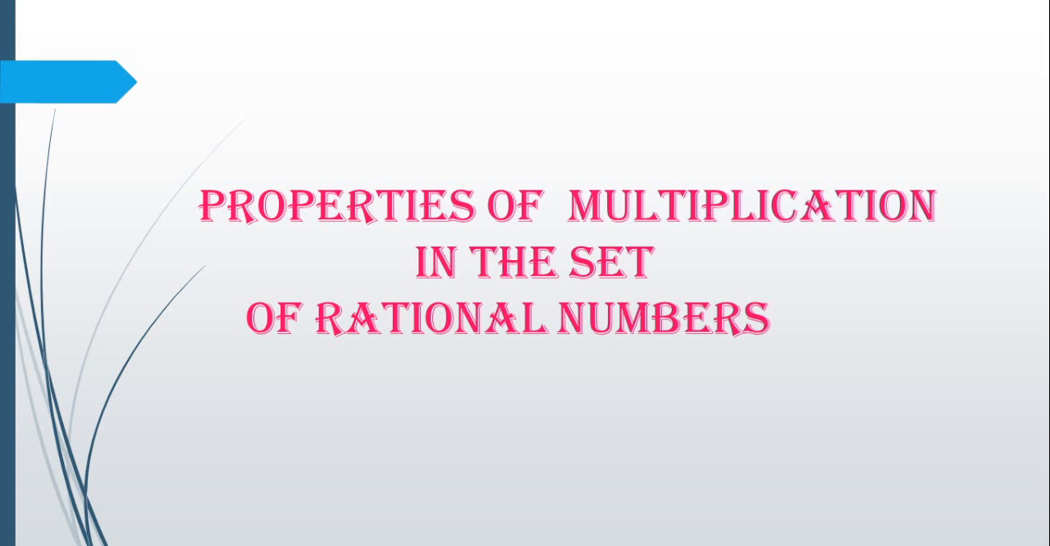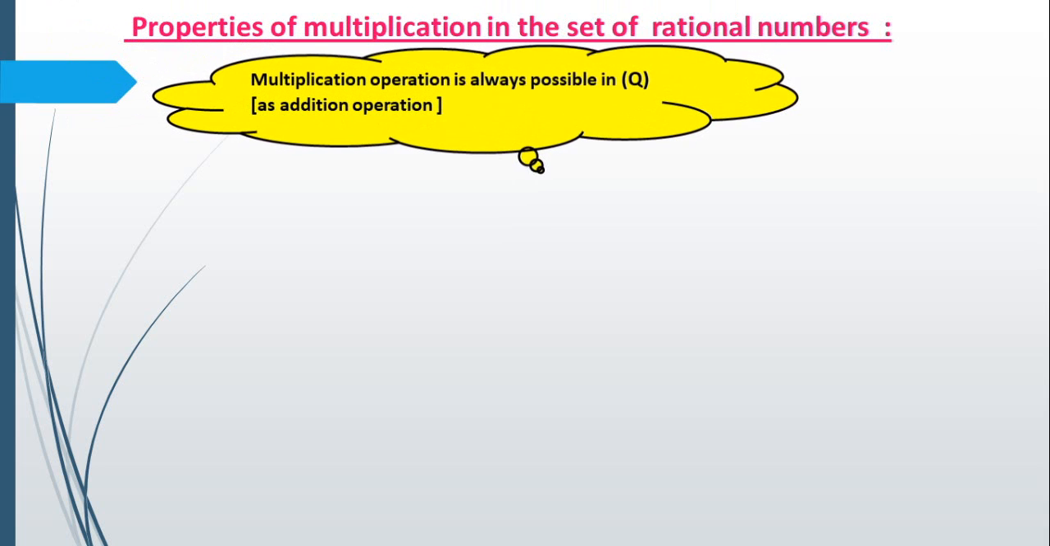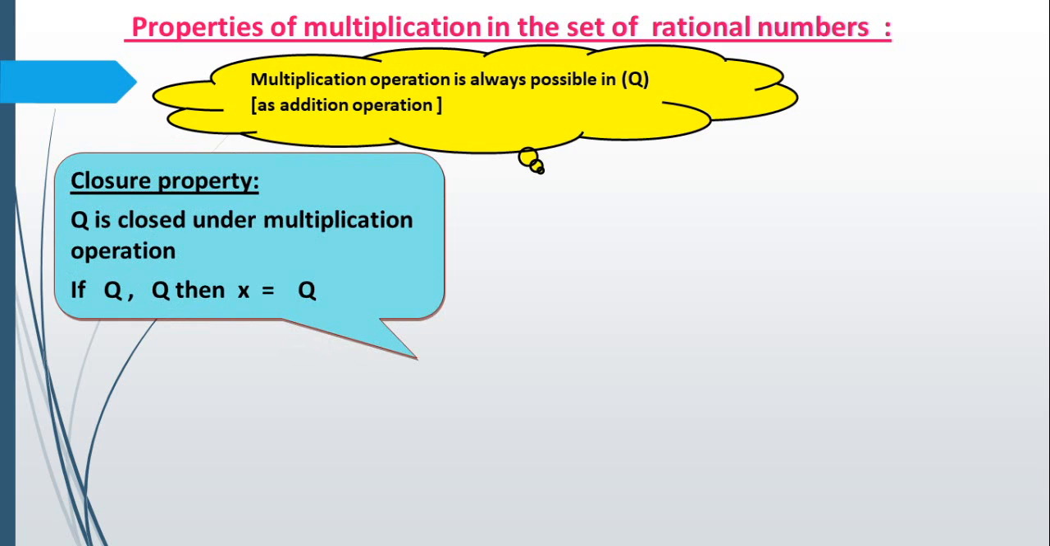Welcome Prep 1. Let's study today properties of multiplication in the set of rational numbers. Multiplication operation is always possible in Q as addition operation. First property we have closure. Q is closed under multiplication operation.